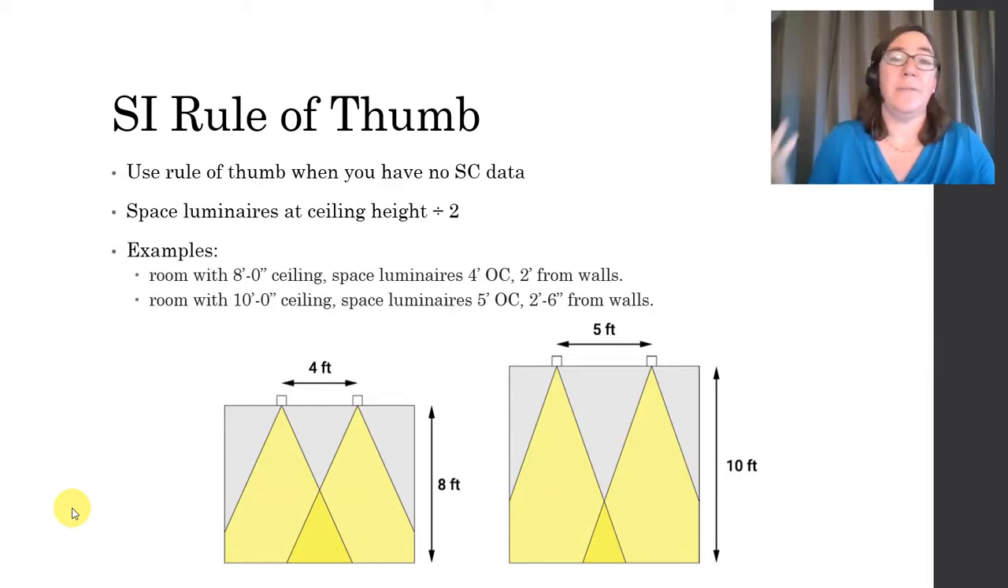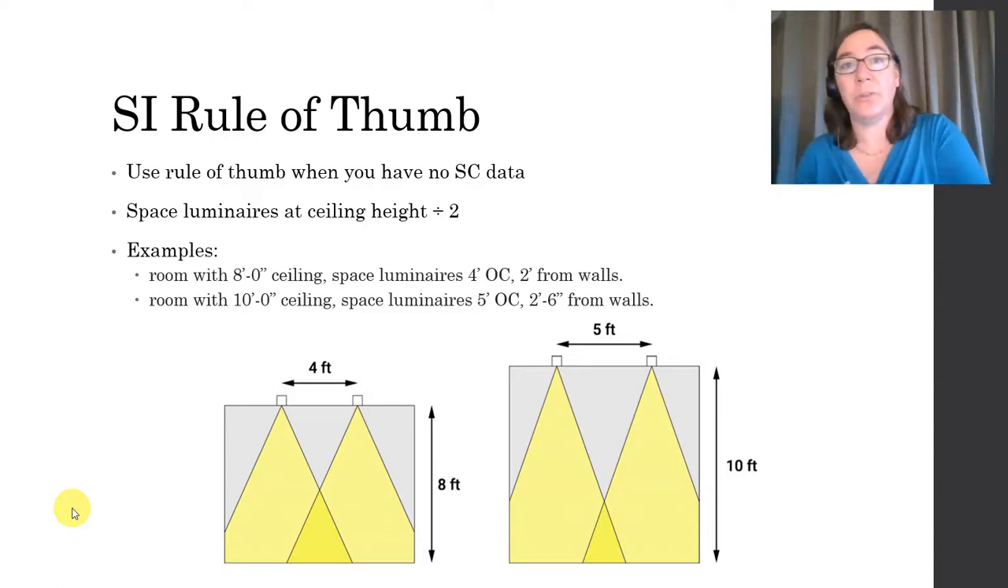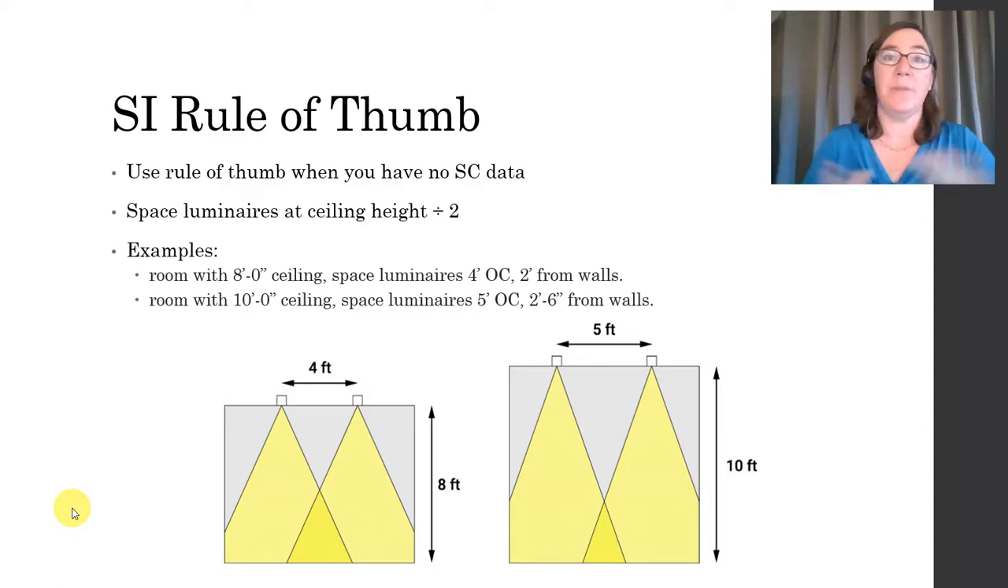Now, what are you going to do if you don't have any spacing criteria? The manufacturer didn't give it to you. You have no idea. How are you going to space your luminaires? Well, there's a commonly used rule of thumb, and that says to space your luminaires at your ceiling height divided by 2. This is really commonly used in residential work.